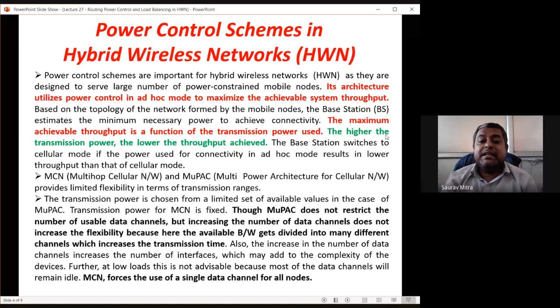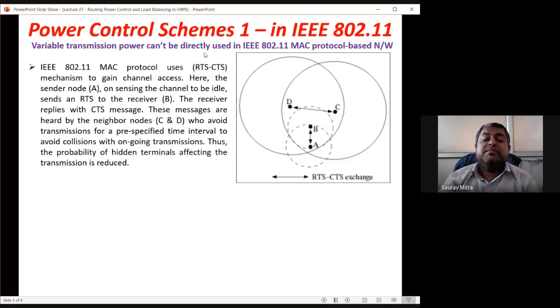So that's why this line is the central line, and this line has to be explained as the basic introduction of power control schemes in hybrid wireless network. Now let us see two different types of power control scheme. These things we have actually done in module 1.